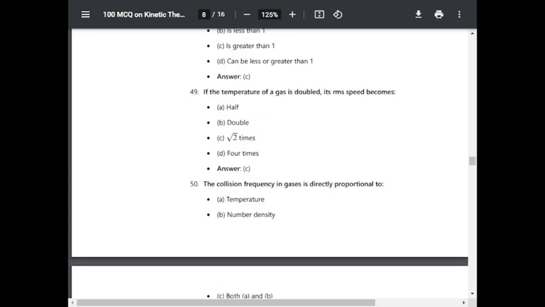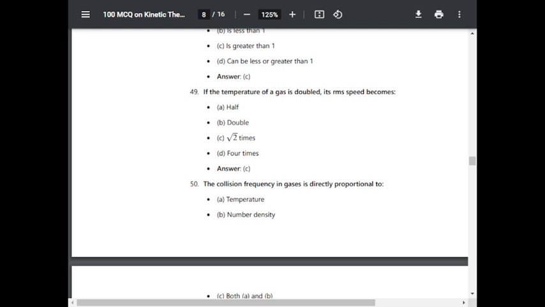Question number 49. If the temperature of a gas is doubled, its RMS speed will become: option A, half; option B, double; option C, root 2 times; option D, 4 times. The correct answer is C, root 2 times. If the temperature of a gas is doubled, its RMS speed will become root 2 times.